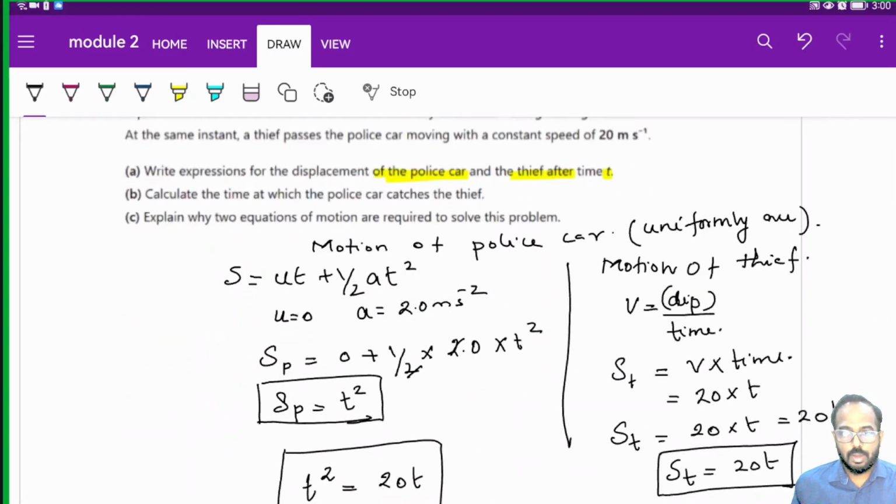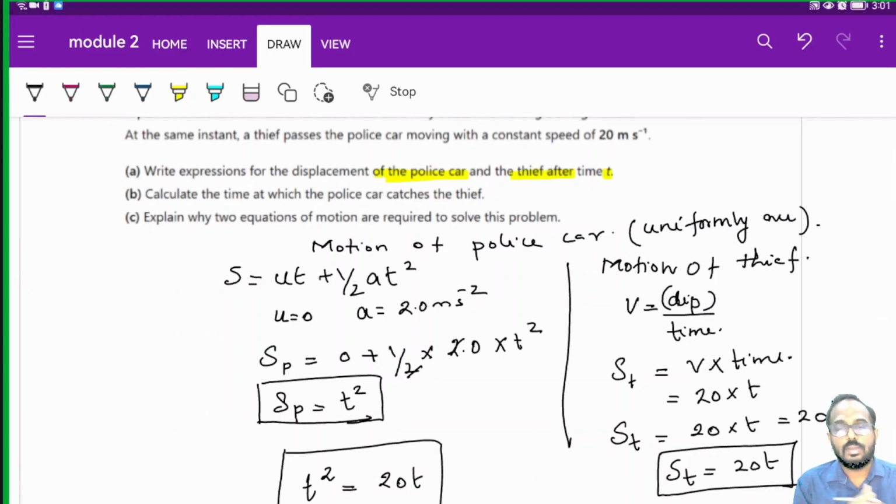So you identified which equation is required for the current question by the method I have explained in the theory class. Second one, what concept have we used, in one sentence? The police car catches the thief. At that point, you will identify the displacements are the same. That means you can equate the equations for displacement and find the time.